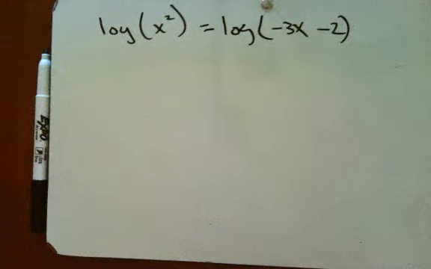Log of x squared equals log of negative 3x minus 2. Please solve this equation.